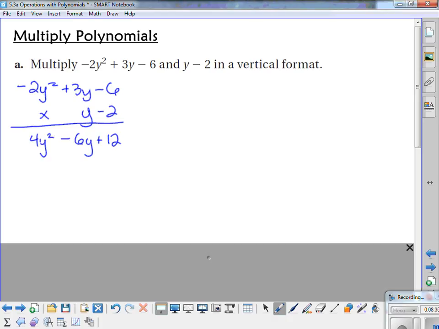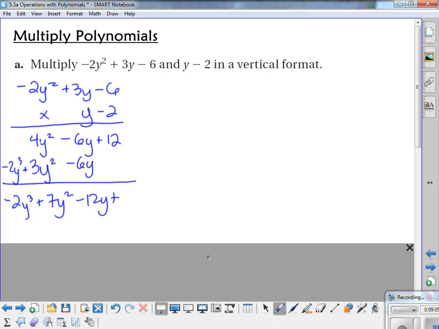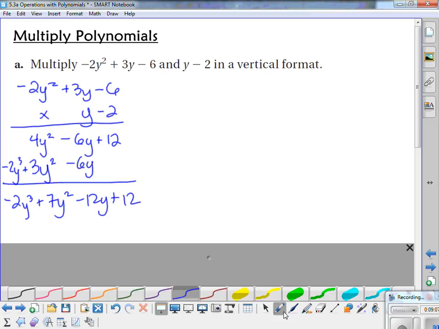And then I do the same thing with the y. I skip this one because the y times negative 6, I put my negative 6y under the other negative 6y. And then y times 3y gives me 3y squared. And then y times negative 2y squared gives me negative 2y cubed. I didn't quite leave myself enough room there, did I? All right, and then you just add going down. So negative 2y cubed plus 7y squared minus 12y plus 12. And that would be your answer.